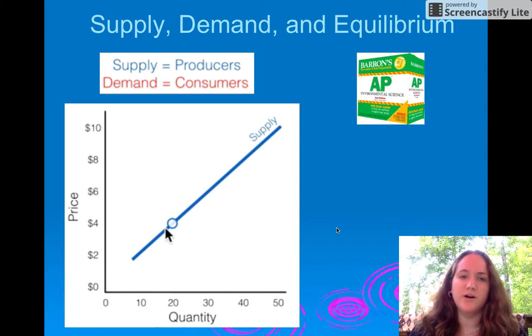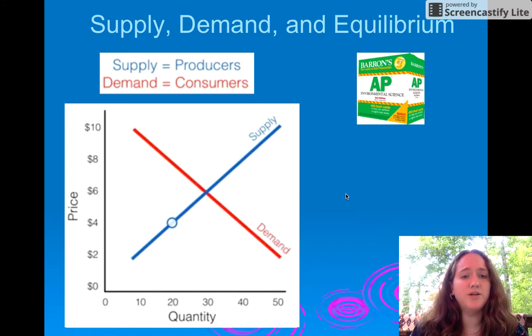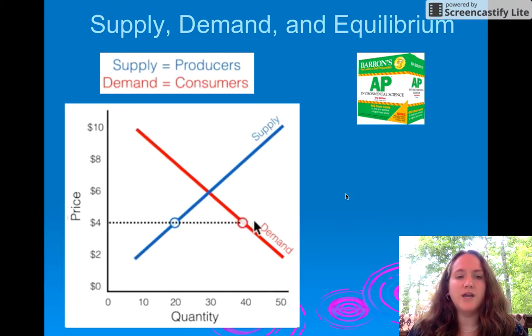On this graph, I've got price on the y-axis and quantity on the x-axis. We're going to see how different prices and supplies affect the demand. Here's our supply curve. If I charge $2, then I can make 10. If I charge $4, I'd make 20, and you can see how the supply curve is affected. When I add the demand curve, this shows what consumers actually demand at certain prices.